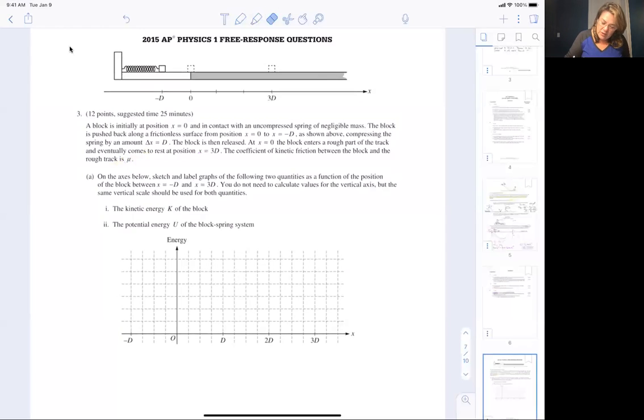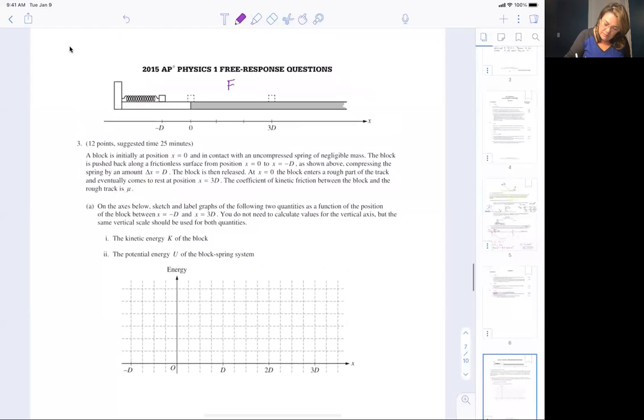So, some things that we learned through that. This is friction. It starts at this location. We know the velocity here is 0. We know the velocity here is 0.